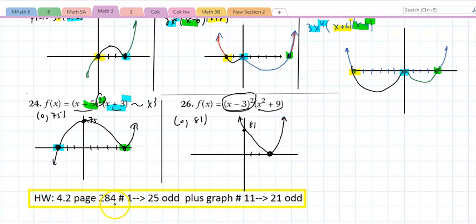Your homework on page 284, 1 through 25 odd, follow directions. On top of that, you're going to graph numbers 11 through 21 for me. And that takes care of this section.